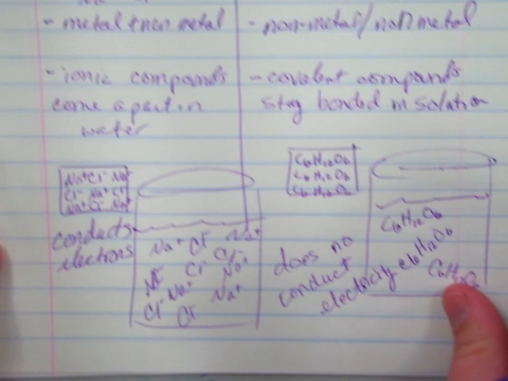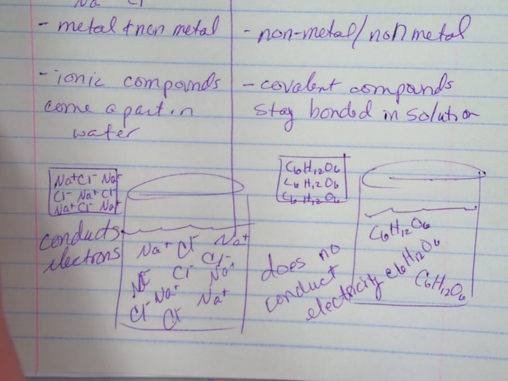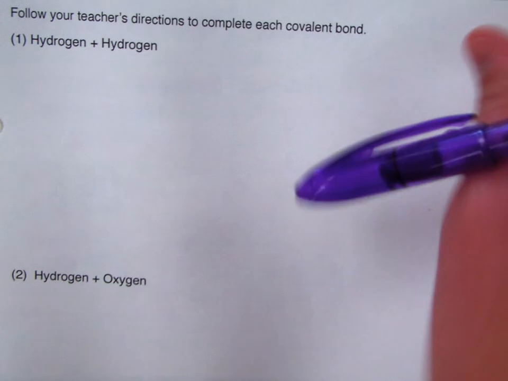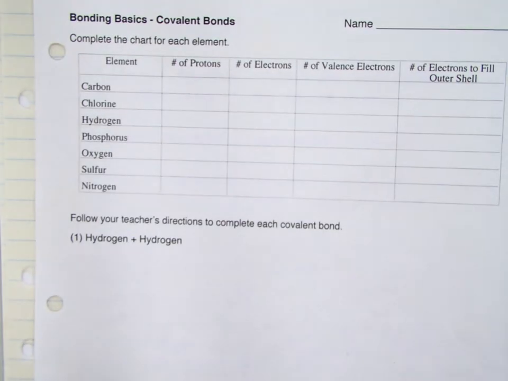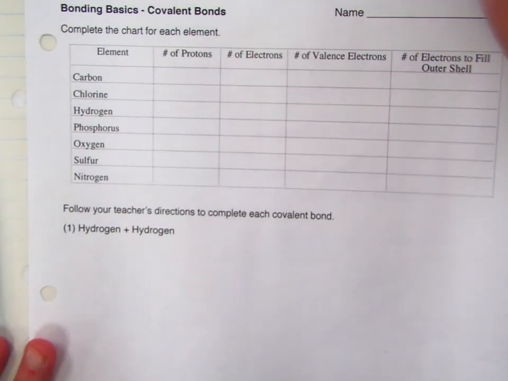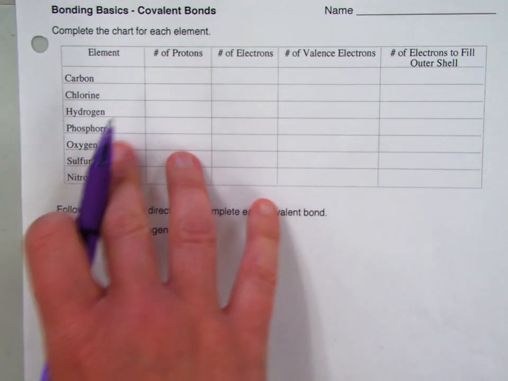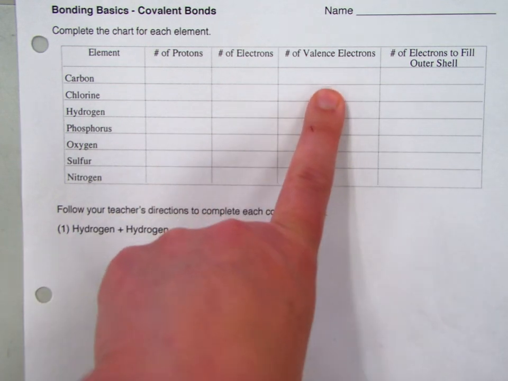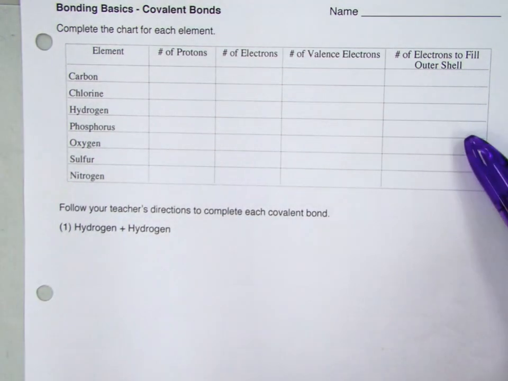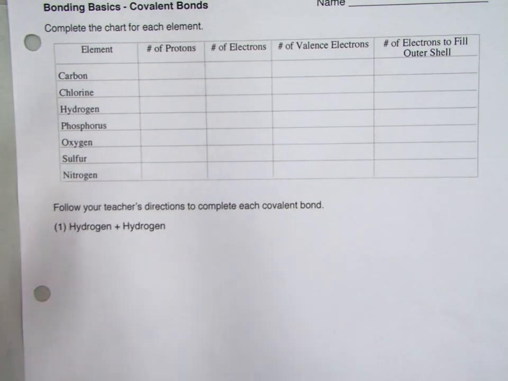Okay, when you come tomorrow, you're going to get this assignment. And you are going to start building covalent bonds. So it has a data table. We've talked about this a lot before. How many protons, how many electrons, number of valence electrons it wants to fill. But you'll notice that all the elements we're dealing with here are nonmetals.